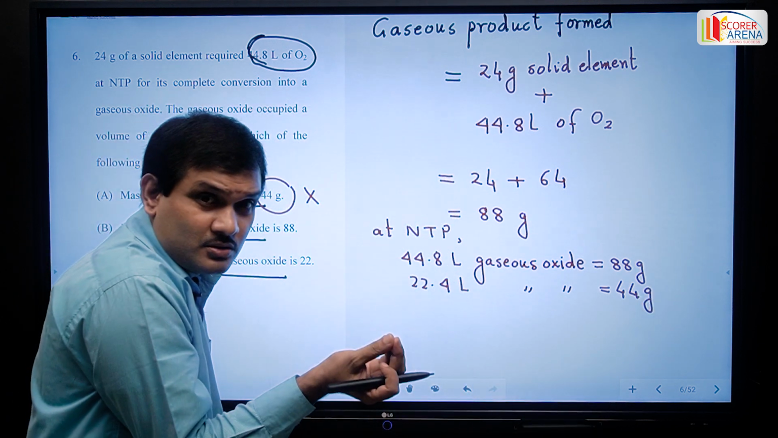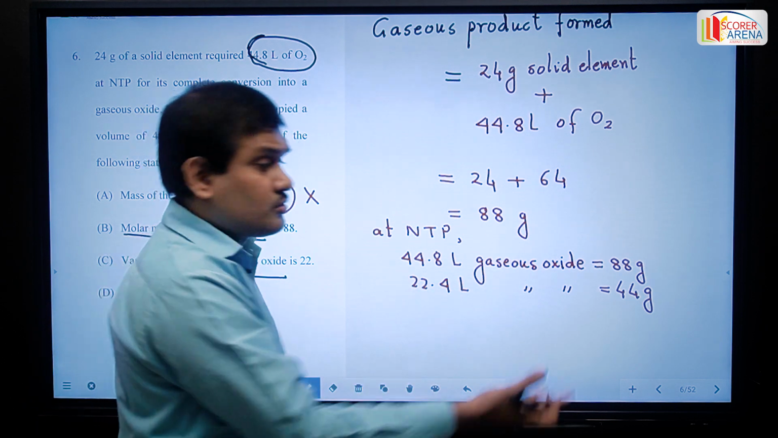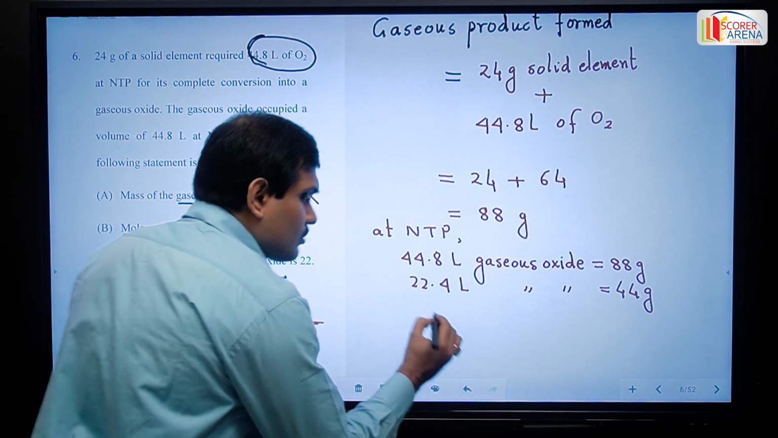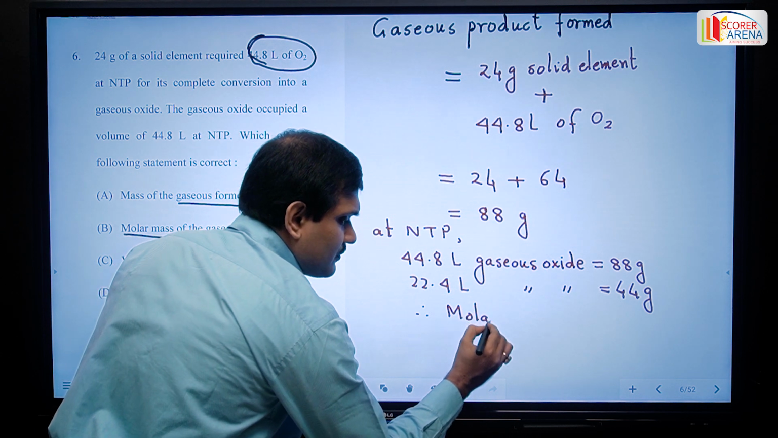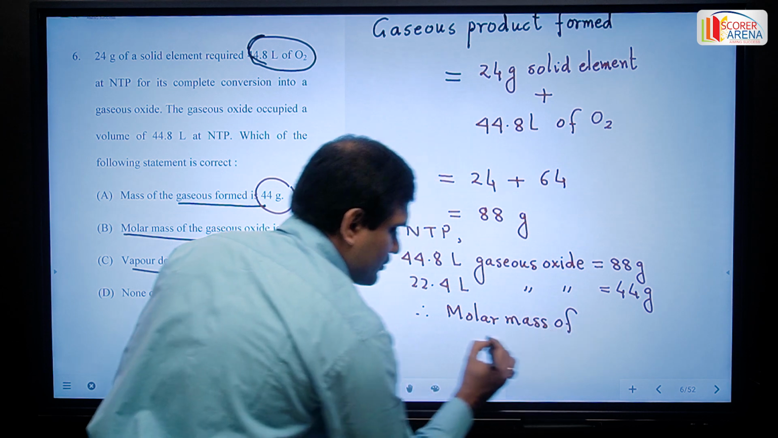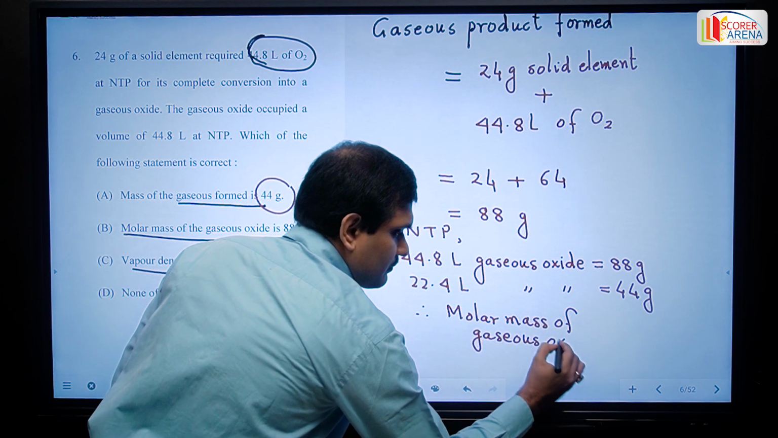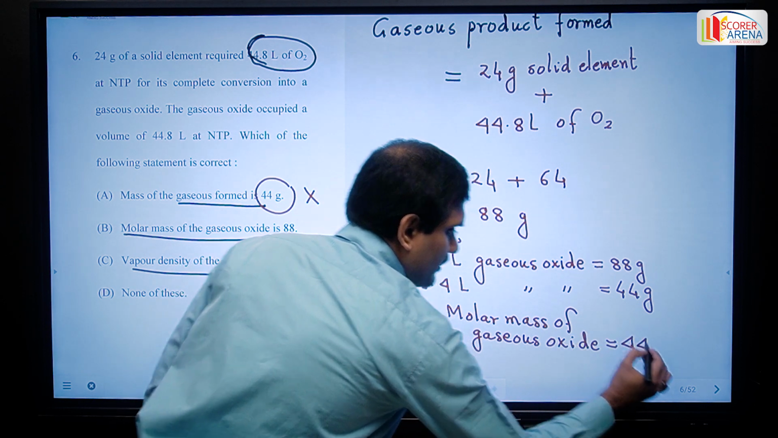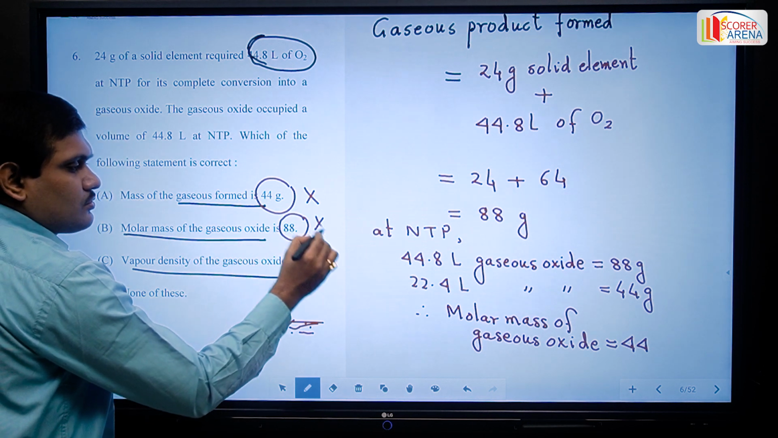So we have this idea. If molar mass corresponds to 22.4 liter, so 22.4 liter will correspond to 44 gram. That means molar mass of gaseous oxide is 44. Now molar mass of gaseous oxide is given as 88, which is also wrong.